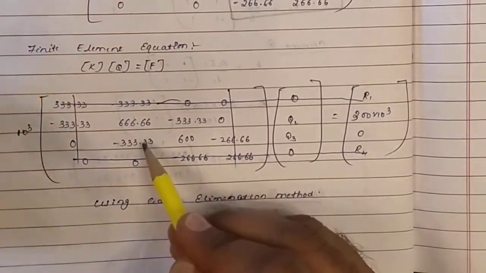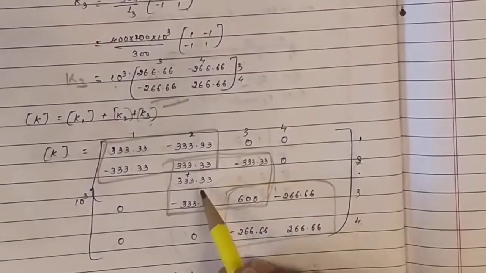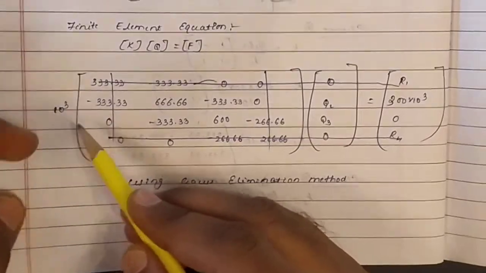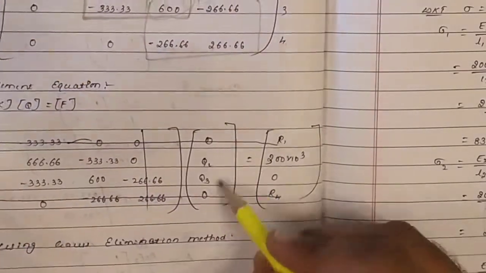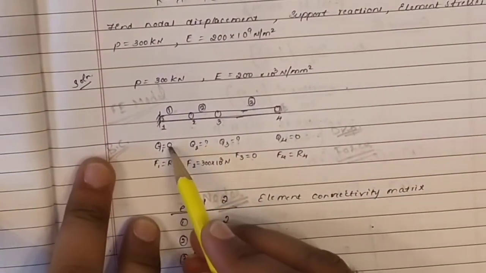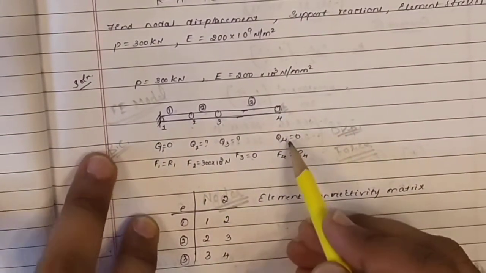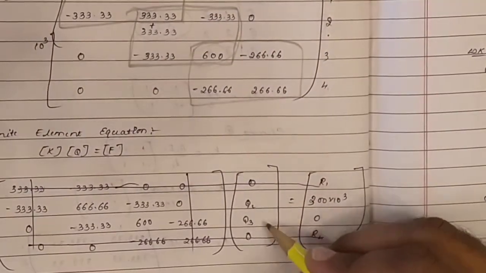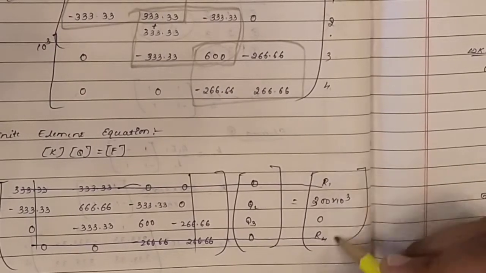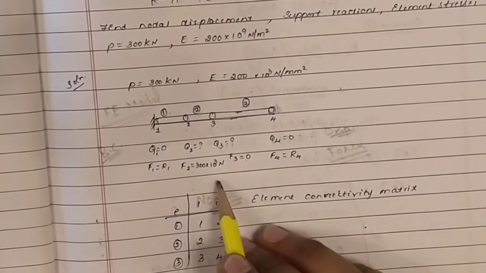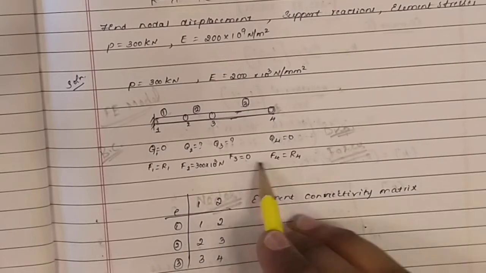This is the K matrix after adding, and you can see here 10 power 3 is common as it is. Q values, where do you get Q values from? From this. So Q is 0, Q2, Q3, and Q4 is 0. So just write 0, Q2, Q3 and 0. Similarly, the F values: R1, 3 into 10 power 3 Newton, 0, R4.